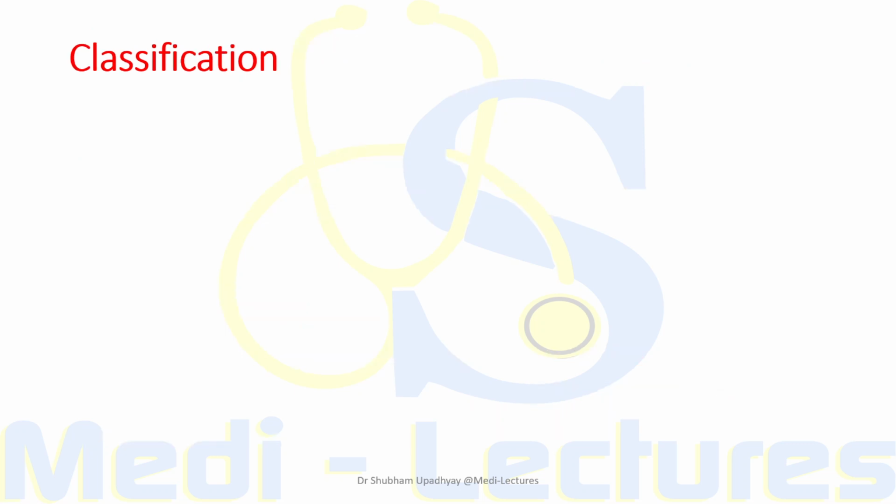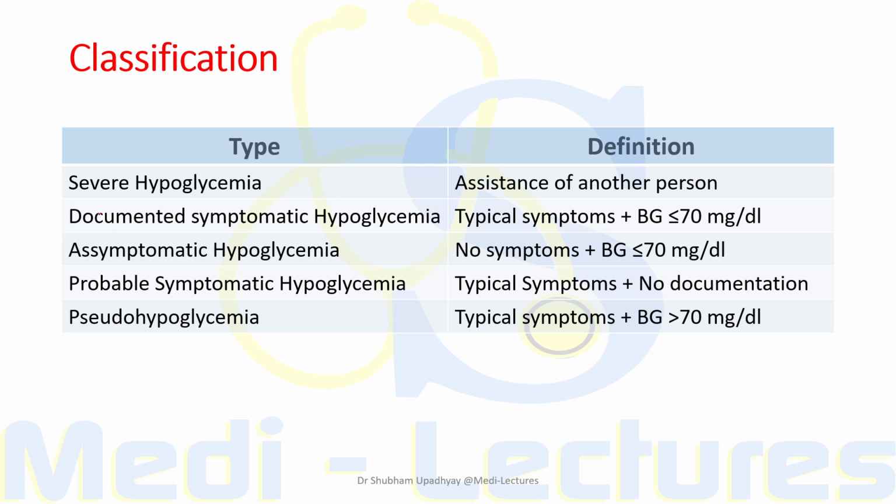Now let's see the classification of hypoglycemia. So there are certain definitions. Firstly, we have discussed that severe hypoglycemia or level 3 hypoglycemia is any blood glucose levels which require assistance of another person. Then documented symptomatic hypoglycemia. What does this documentation mean? That we have measured blood glucose at the time of episode. So documentation means we have measured the blood glucose. Also the patient was symptomatic. So typical symptoms along with blood glucose less than equal to 70.